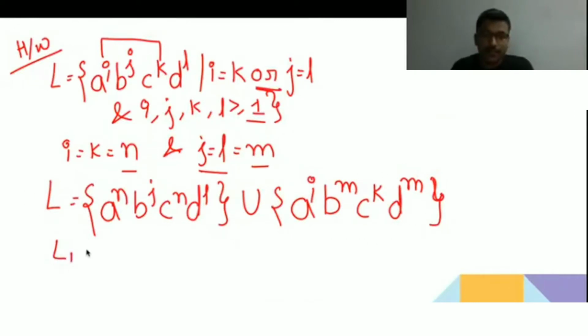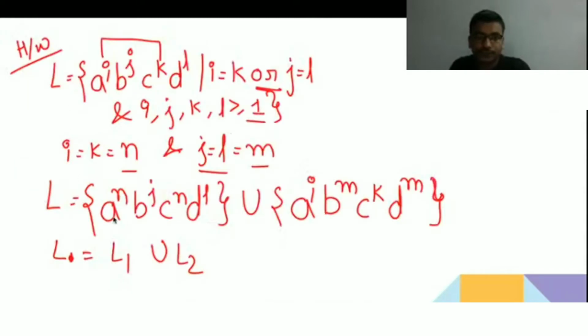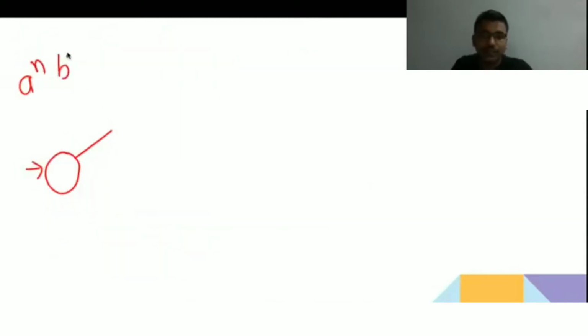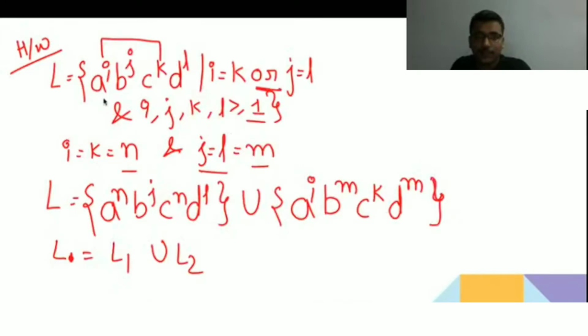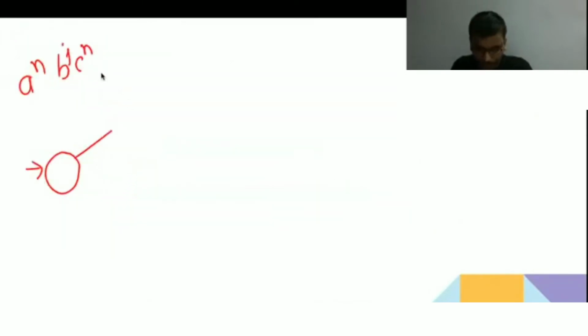So L is a union of L1 and L2. One side I will draw such that the number of a should be equal to c. So I am drawing this one: a to the power n, b to the power j, c to the power n, and d to the power l, where n, j, l are greater than or equal to 1.